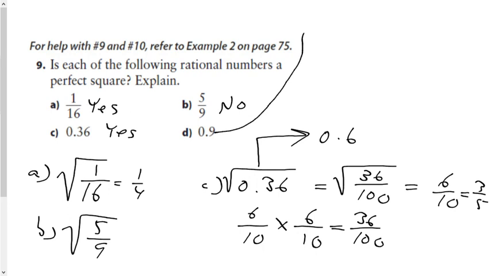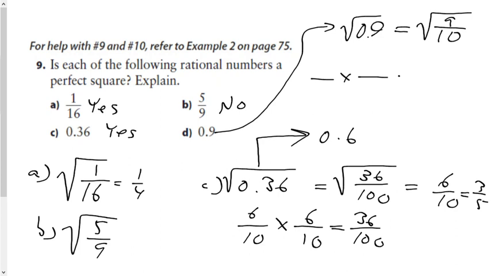And finally, with D, is 0.9 a perfect square? Your gut says yes, right? Because you're thinking to yourself, 9 is a perfect square, so 0.9 is probably a perfect square. But when we say that's the same question as 9/10, what fraction multiplied by itself is 9/10? Here we have the numerator working, conversely to the last one. But for the denominator, there is no number that multiplies by itself to get you 10, so therefore 9/10 is not a perfect square.